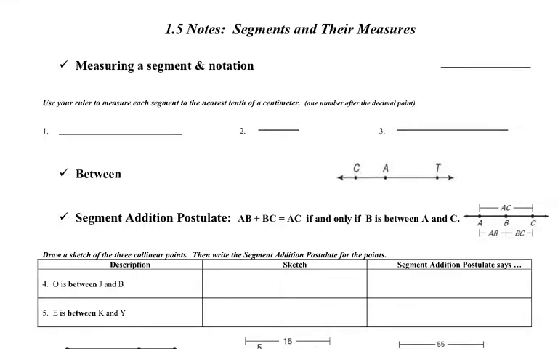So I can't show a ruler on here, but I'm just going to point out that you want to make sure that the zero of the ruler is lined up with the start of the segment. And then you're going to look at the end of the segment and what it's pointing to. And this one is about at 3.5 centimeters. So you'd always want to write the number to the nearest tenth and the centimeters.